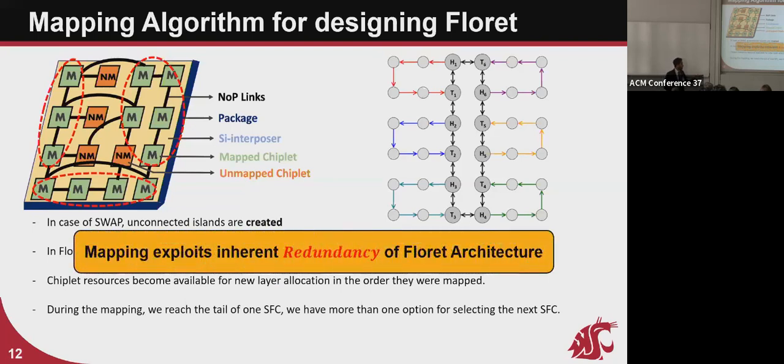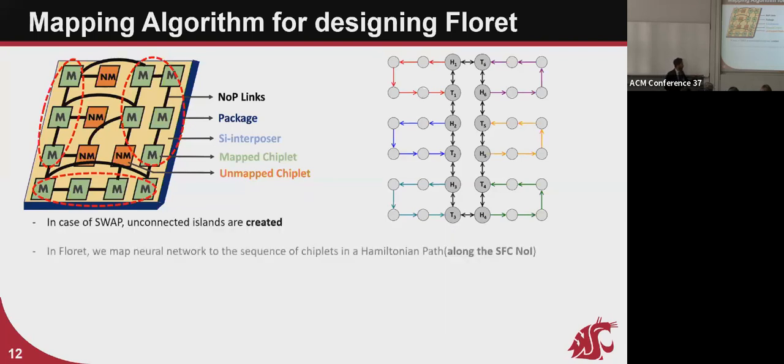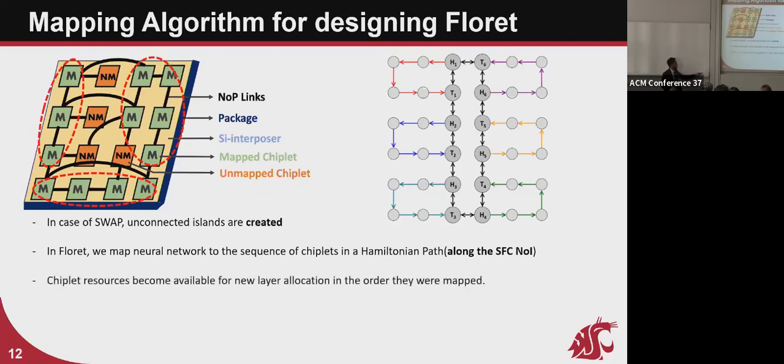In Floret, we map the layers according to the Hamiltonian path, which is along the SFC, starting from H1, going to T1, then H2 to T2, and we come back to the same H1 as we proceed along this path. The benefit is that if the workload is much bigger than what our system can actually serve, we will be on the chiplet that is going to be the next available resource. The chiplet resource becomes available as new layer allocation starts.